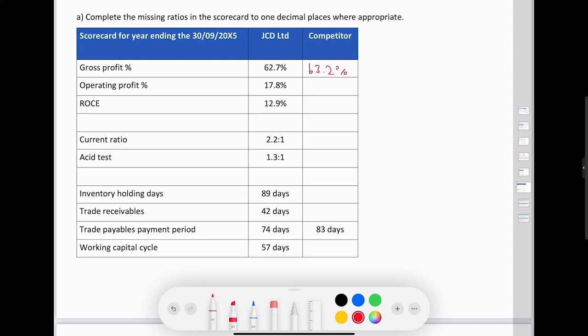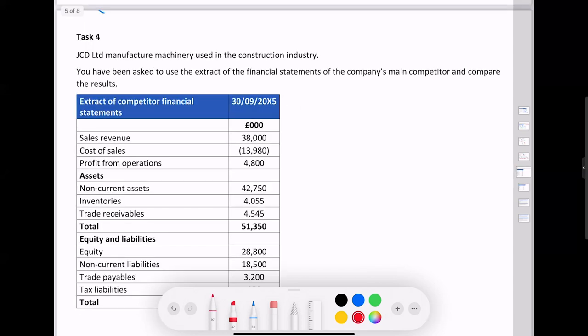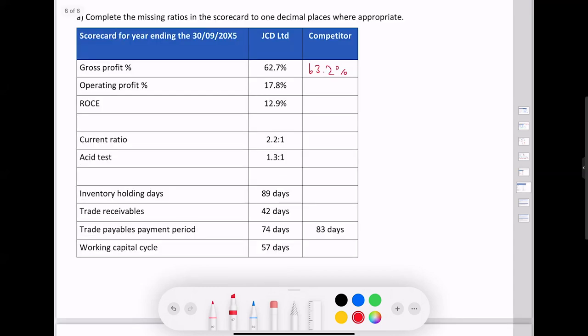Okay, operating profit, okay, is our profit from operations, okay, over our sales revenue. Which works out to be, ooh, 12.6%.